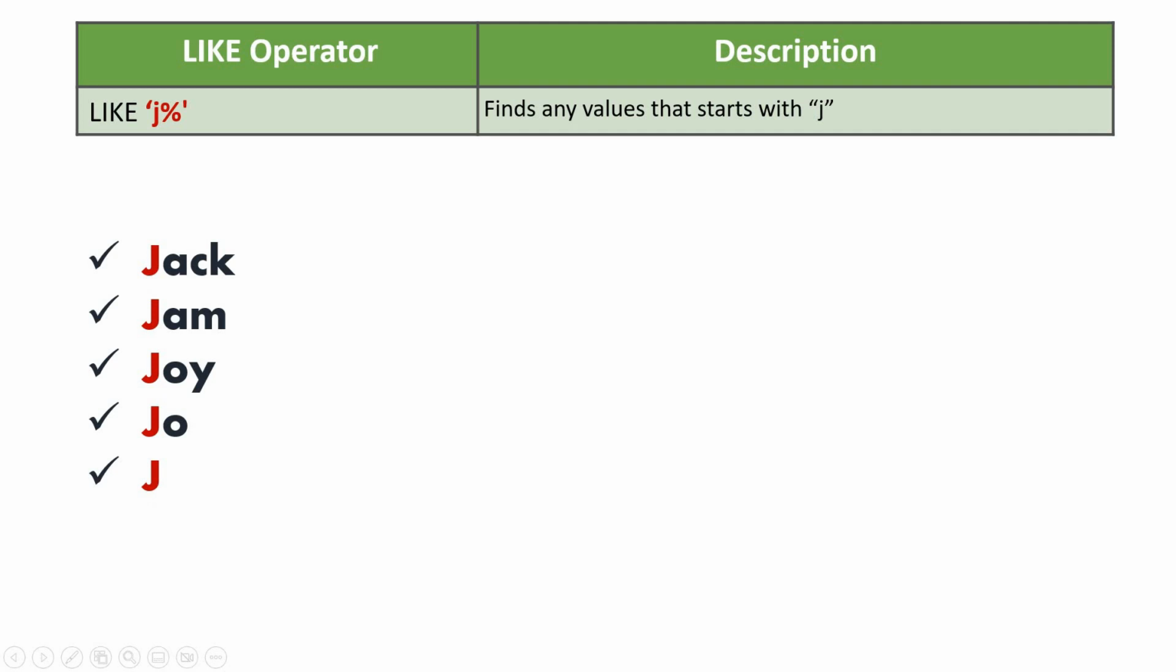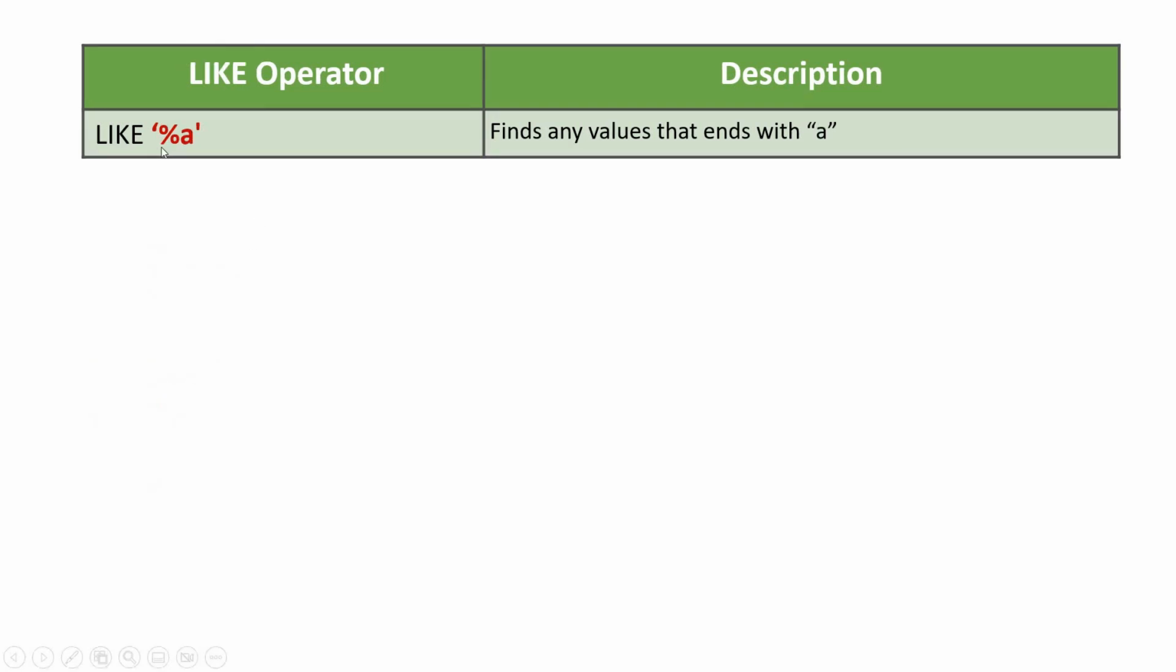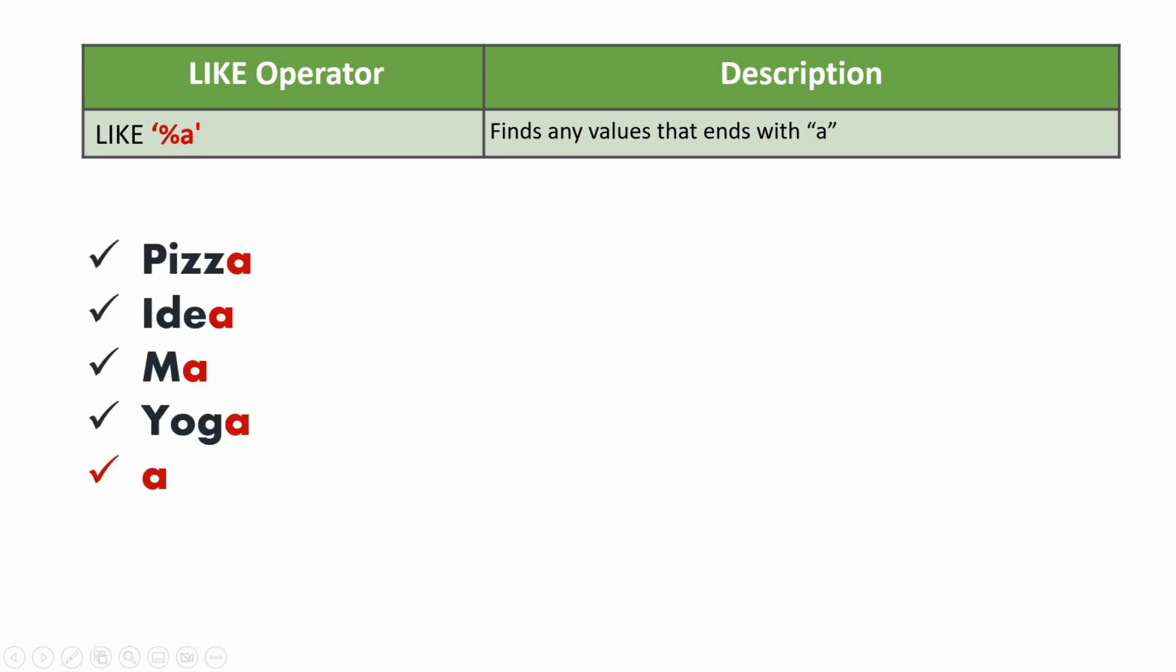In our next use case the search pattern is %A. That means the last character must be the character A, and before that any number of characters is allowed. Here are some possible outcomes. You can see that all these outcomes have the character A at the end, and for the last outcome we have only one character which is A itself, because before A we have 0 characters. So this is how it works.